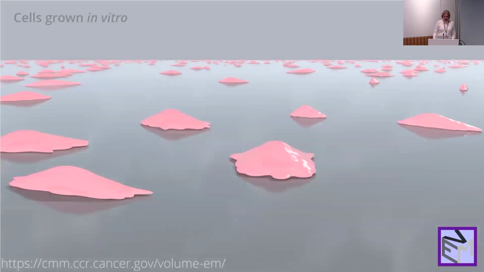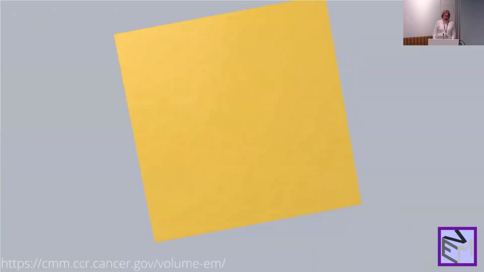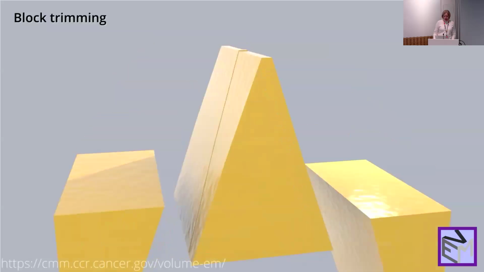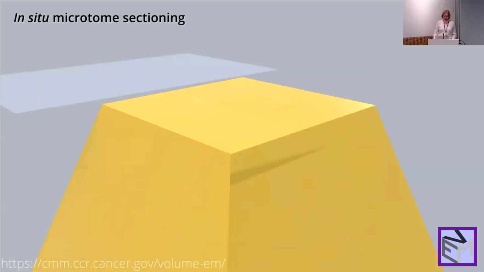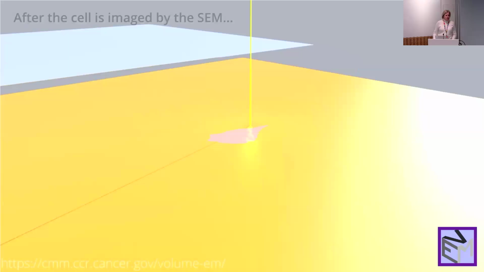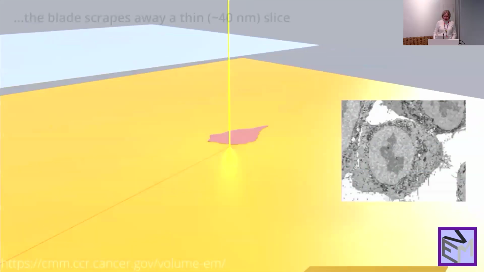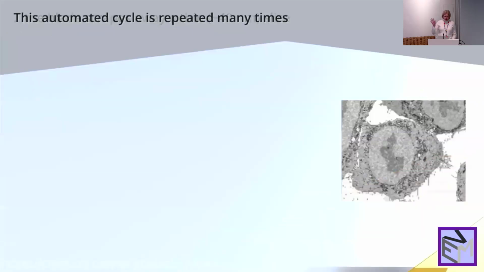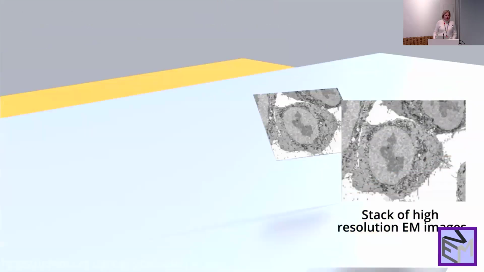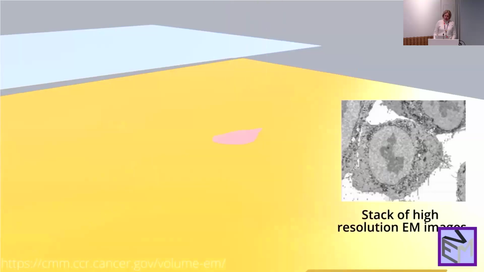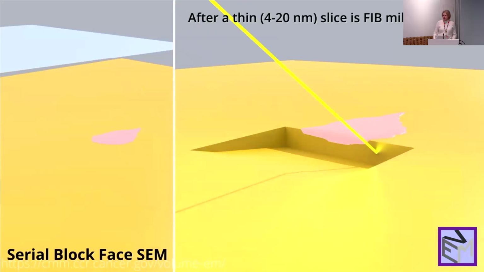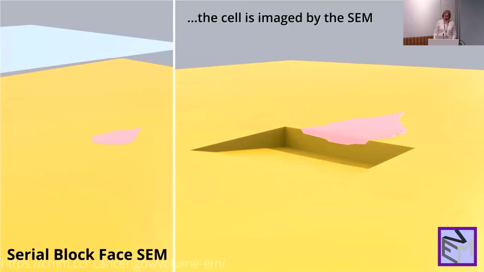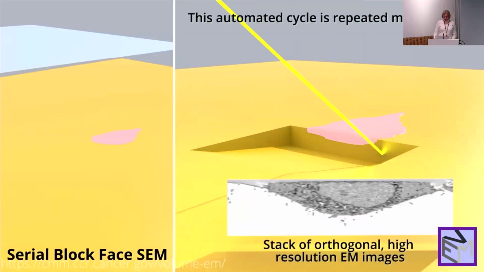The other group are the block face techniques, where we start off in exactly the same way with cells or tissues. We fix them, stain them, embed them in resin, trim the block. But now, because we're going to a scanning electron microscope and imaging at the block face, you can fit the whole sample in. And not only that, you can fit a miniaturized ultramicrotome with a diamond knife to do the cutting in situ, so cutting, imaging, cutting, imaging. Or we can put the block into a focused ion beam or a plasma system, which will automatically mill off very thin layers of material, much thinner than we can cut with a diamond knife. So again, we cut, image, cut, image.